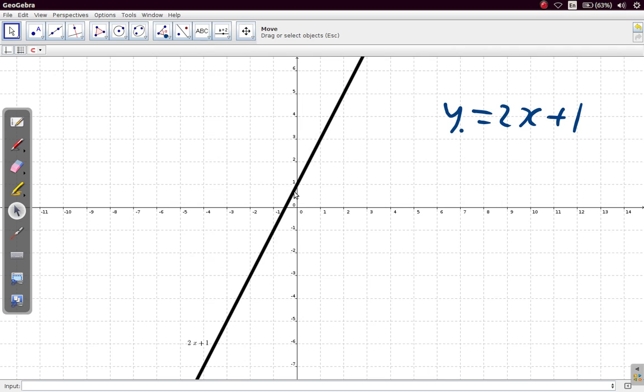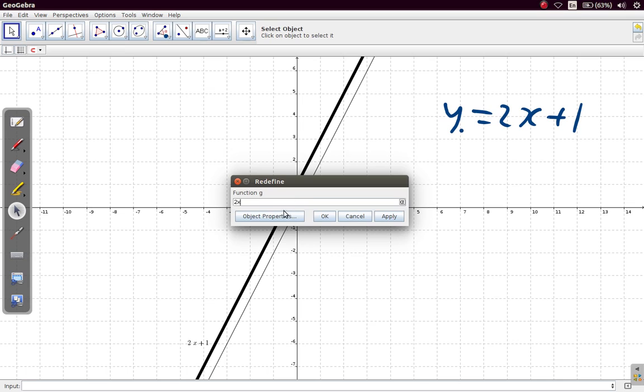But you notice that this line seems to have the same gradient as 2x. And it passes through 1. So, what do we do? Let us plot the line y is equal to 2x. Okay, that's the line y is equal to 2x.